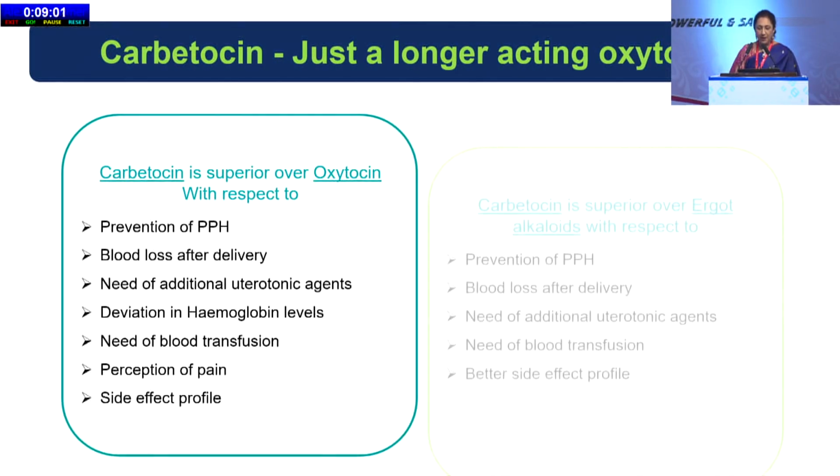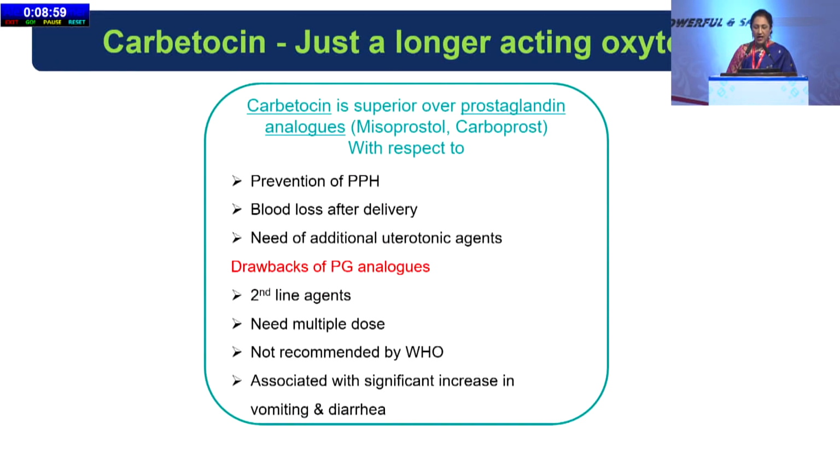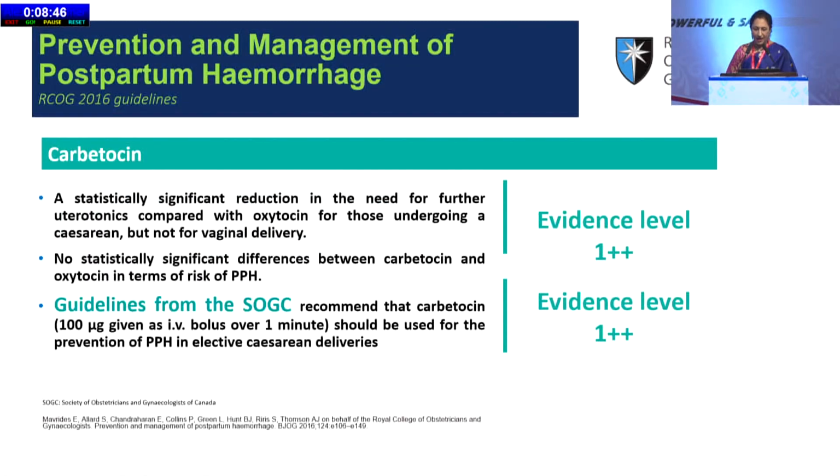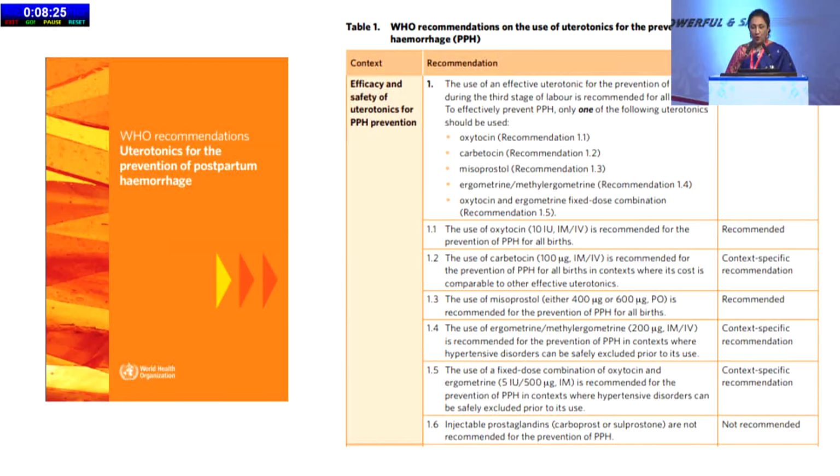So it stands superior to oxytocin, to the ergot alkaloids, and also to the prostaglandin analogs. Therefore, carbetocin has been included in the WHO Essential Medicines list to be used as a preventive medicine for PPH. Looking into the IOG guidelines, there is no statistically significant difference between carbetocin and oxytocin in terms of risk of PPH. The SOGC guideline recommends carbetocin should be used for prevention of PPH in an elective cesarean section. Give it as an IV bolus, but slowly over 1 minute.